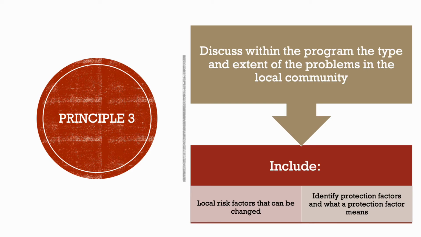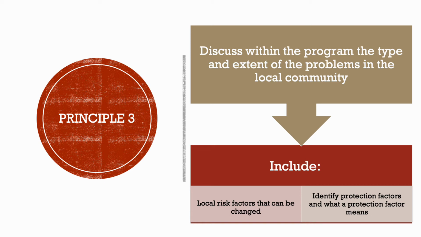In Principle 3, we learn that sugarcoating, or hiding the reality of what is happening in our communities, does not protect children from drug use or misuse. On the contrary, it leaves them vulnerable and naive. Principle 3 tells us we should discuss the type of problems occurring in the local community in prevention programs. What are the local risk factors? Can they be modified?